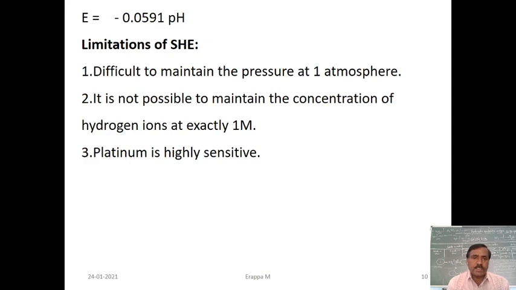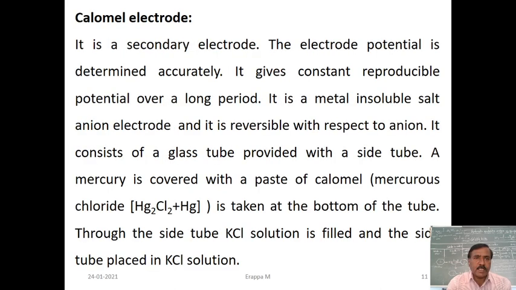It is very difficult. Third, platinum is highly sensitive to impurities, and the platinum will be blocked. That is, polarization takes place and the platinum electrode becomes inactive. So those are the limitations of the standard hydrogen electrode.